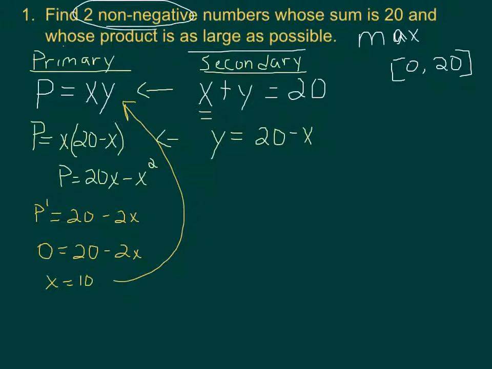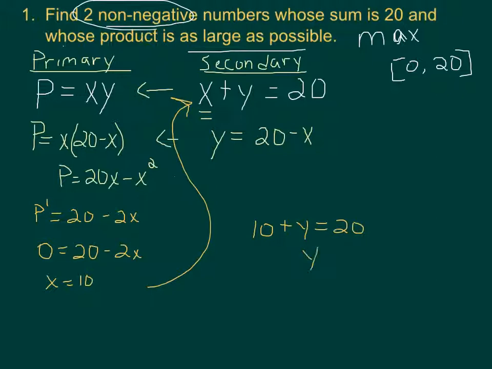And so this is another function that we use our secondary equation for. You won't always have a secondary equation, but in this particular case, and many times, we do. And in this case, we'll use it to help us solve for the second variable. So 10 plus y equals 20. And so in this case, y is also 10, which is also in our domain. So therefore, our solution is x equals 10 and y equals 10.